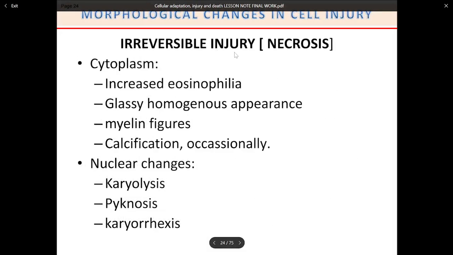Now, irreversible injury, necrosis. Now, the cytoplasm, there's increase in eosinophilia, there's glassy homogeneous appearance, there's myelin figures, the calcification occasionally. Now, the nuclear changes could include karyolysis, pycnosis, karyorrhexis.